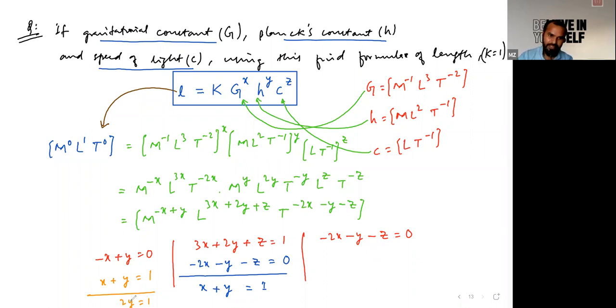Just find y from this equation, put it to this equation to find x. On putting values of both x and y in this equation, you will find the value of z.